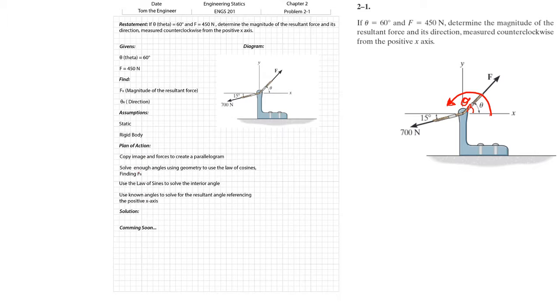For the parallelogram method, we're going to want to copy the image and forces to create a parallelogram. So something like this over here, I'm sketching. You have to keep both the angles, at what angle they are, and the length of them to create a parallelogram, which is very convenient. We'll show all the advantages of that. Then you want to solve enough angles using geometry, use a lot of cosines to find FR, use a lot of sines to find the interior angle, and then use some geometry to find the angle referencing the positive x-axis. So let's get right in.